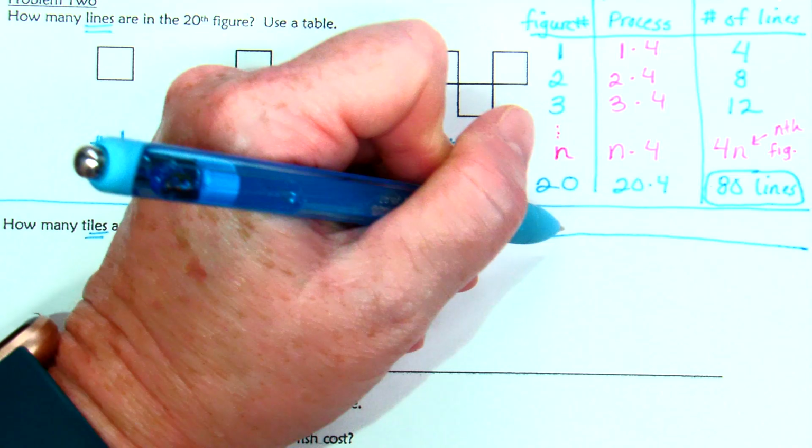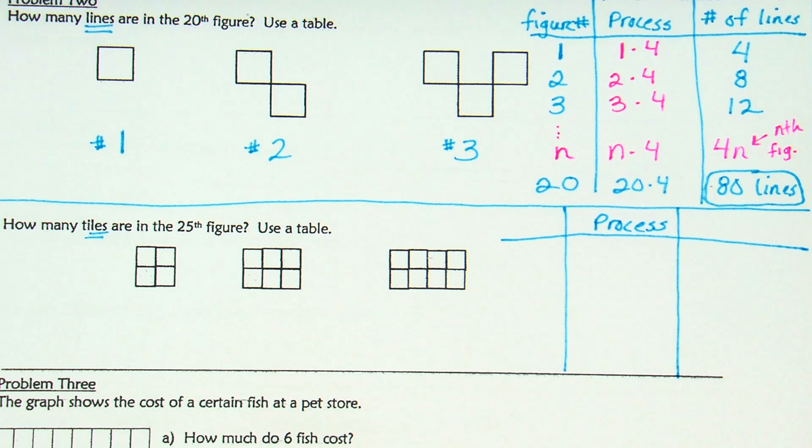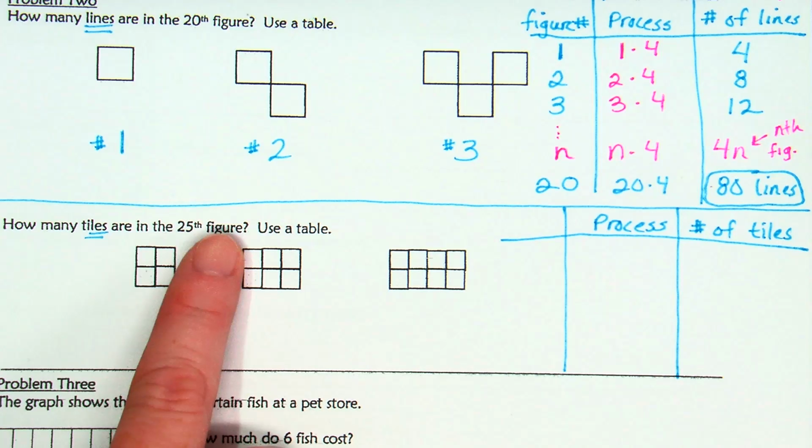And generally speaking, I can say the left column is your input, the right column is your output, yes? Output's probably easiest. What are they asking us to find? Yeah, it's how many tiles. So I'm going to say number of tiles in my right column. On the left, what's my input? What are we given? They're asking how many tiles are in a certain figure, right? So eventually it's the 25th figure. So my left column is just going to be the figure number again. Okay.